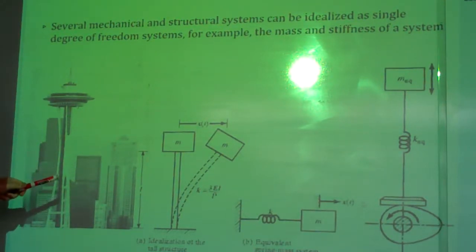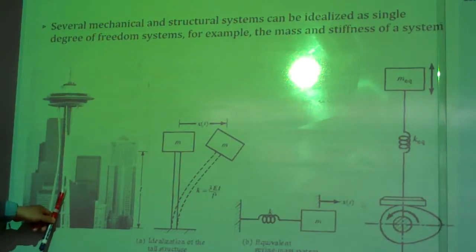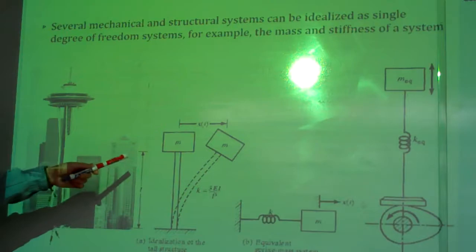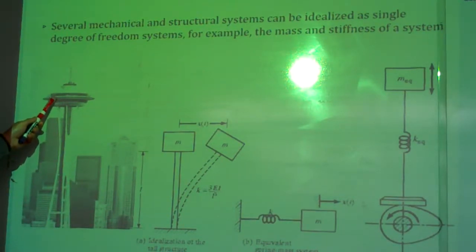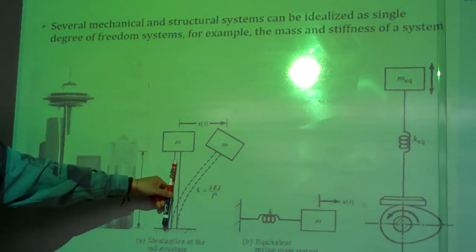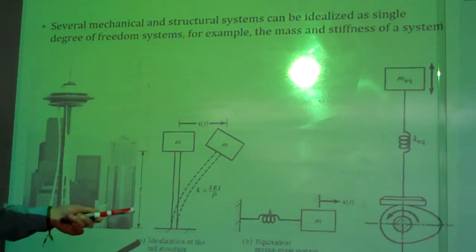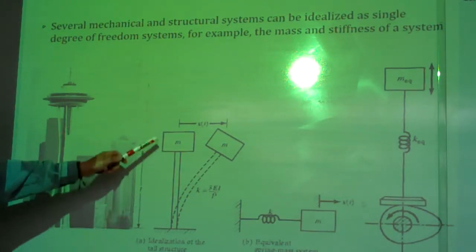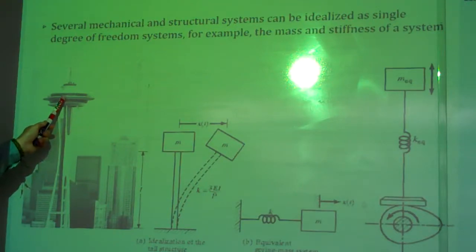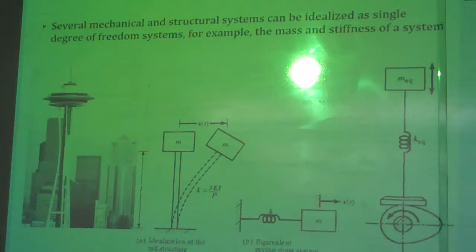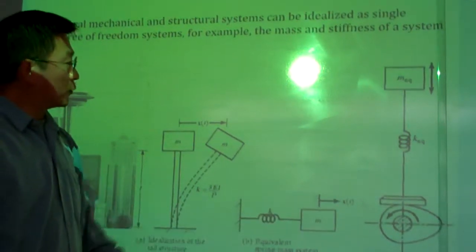Here are a few examples. For example, this is a tower, and here is a simple approximation to this tower. Assuming this whole thing is the bending of a beam, we have learned how to calculate the equivalent spring constant for this cantilever beam. If we use a lumped approximation with one lump sum, then we can approximate its natural frequencies.